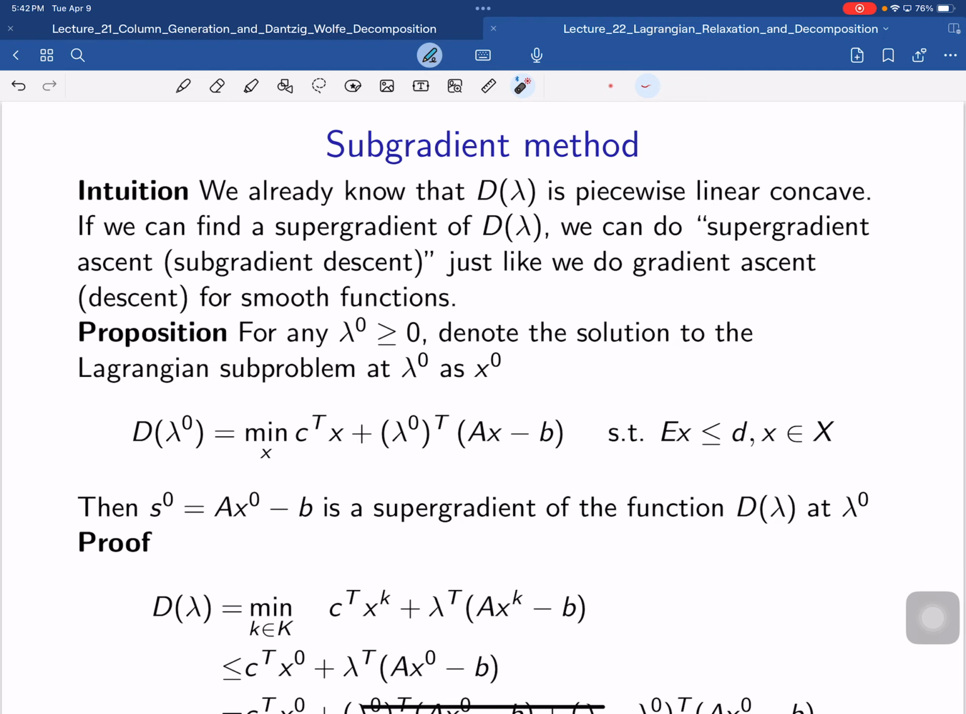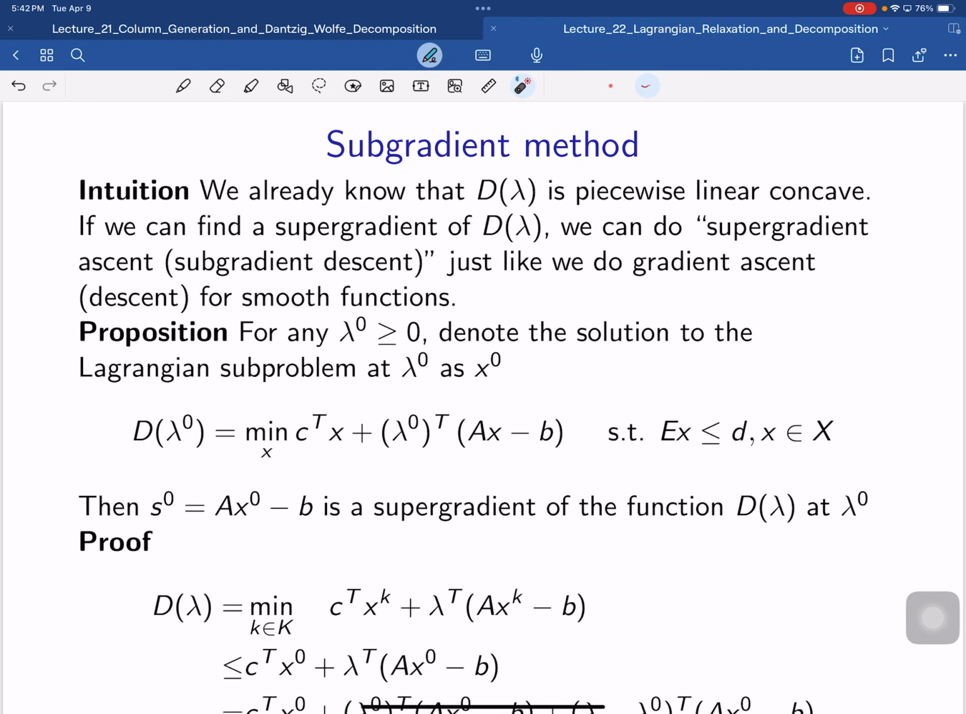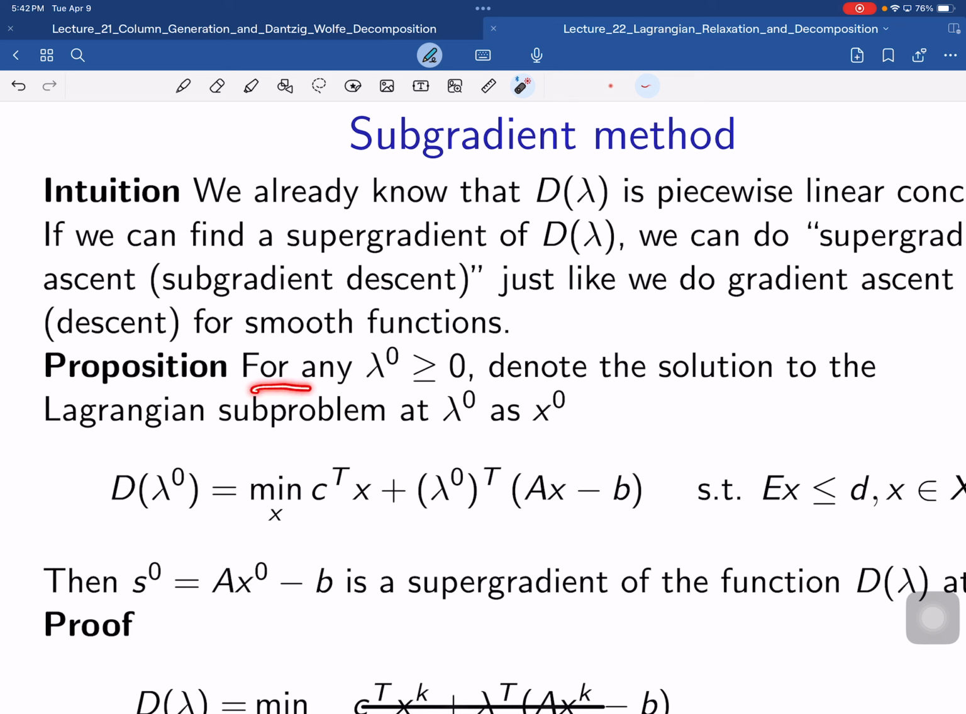If we can find a supergradient of d lambda, we can do something similar to gradient descent, but here we don't have the gradient. We can do subgradient descent or supergradient ascent. To maximize a concave function, you can do something like supergradient ascent, very similar to gradient ascent, but here we only have a supergradient instead of a gradient. So now what we need to do is, at any given arbitrary point lambda naught, show what a supergradient of d lambda is.